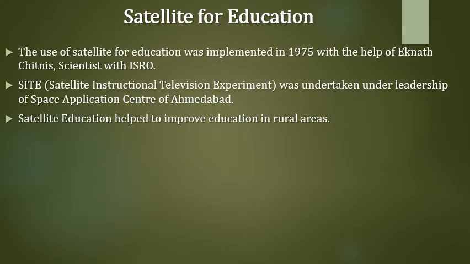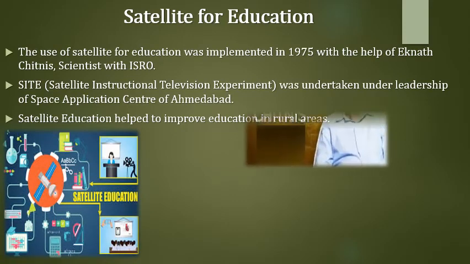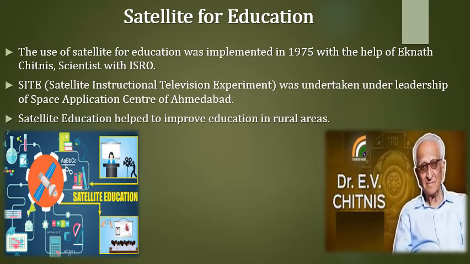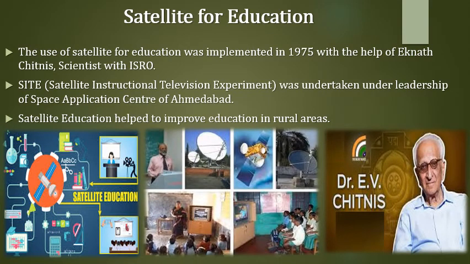In 1975, India met with the success in its attempt to use a satellite for the purpose of education. Eknath Chitnis, a scientist with ISRO, played an important role in it. Satellite Instructional Television Experiment was undertaken for the educational purpose under the leadership of the Space Applications Center at Ahmedabad. The program helped to make the provisions for a good standard of education in the rural areas.